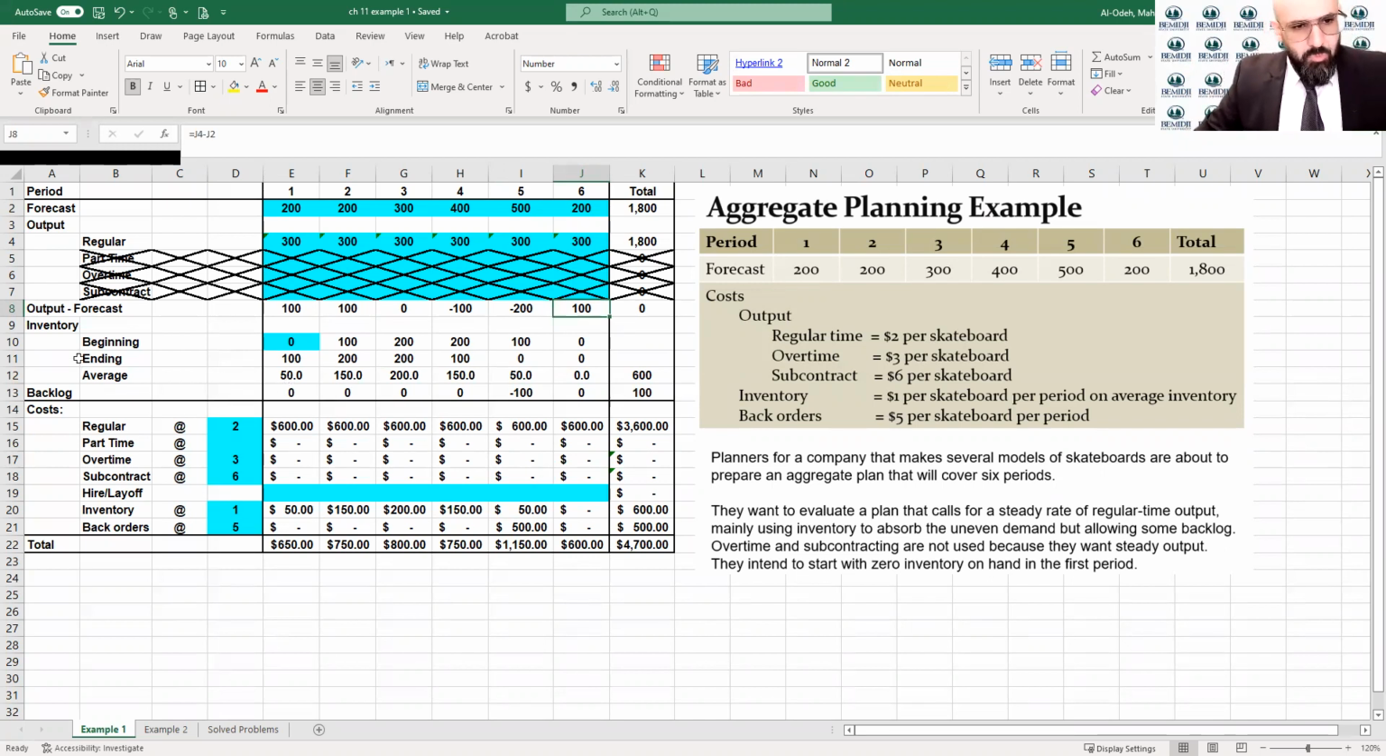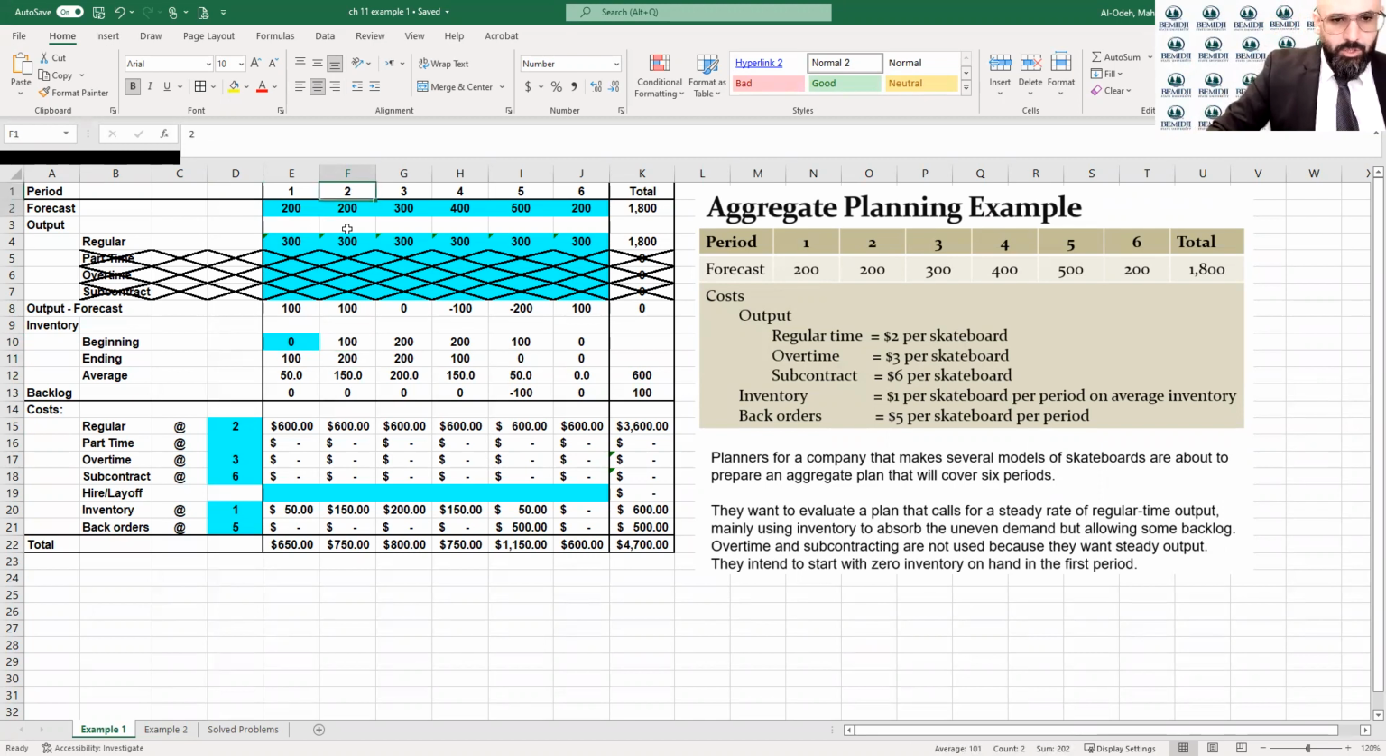Now, moving into the inventory. The inventory, we start with a 0, and now we need to count what would be the inventory by the end of that period. So looking into the output and the forecast, we made 300. However, we sold 200, so by the end of that period, that would leave you with a 100 units in the inventory. Now, this 100, you will use it as a starting inventory for the next period.